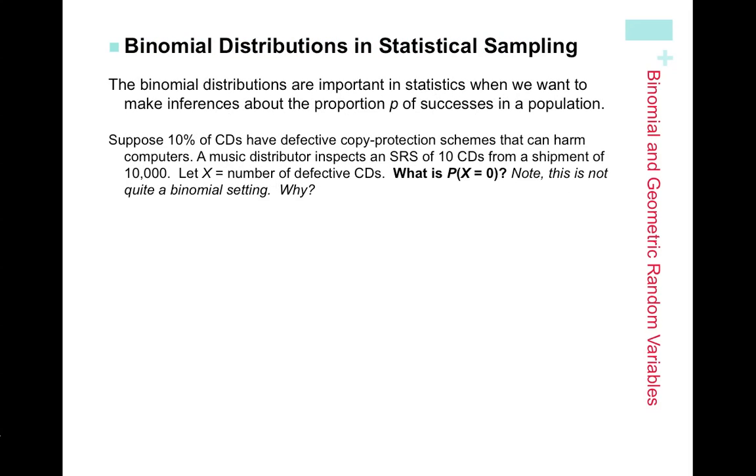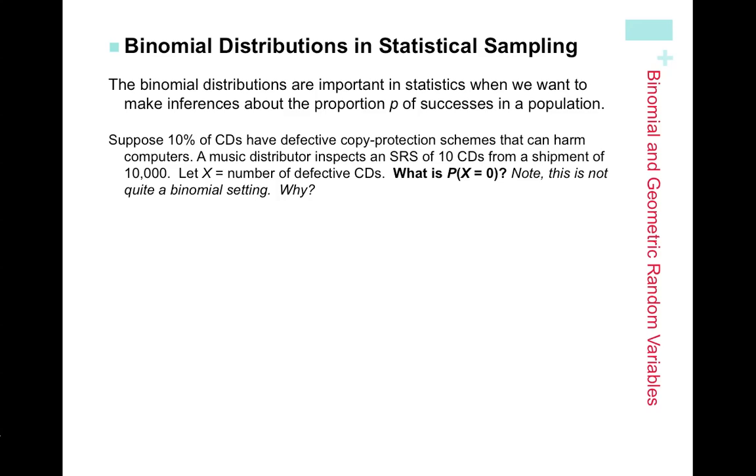So, what do we use this for? Well, we use this in statistical sampling. When we want to make inferences, educated guesses for lack of a better word, about a population of stuff. So, suppose 10% of CDs have defects. They can harm computers. So 10% of these CDs have some issues, and if we put them into a computer, they'll cause issues. We don't want that, right? We're making CDs. That would be bad.